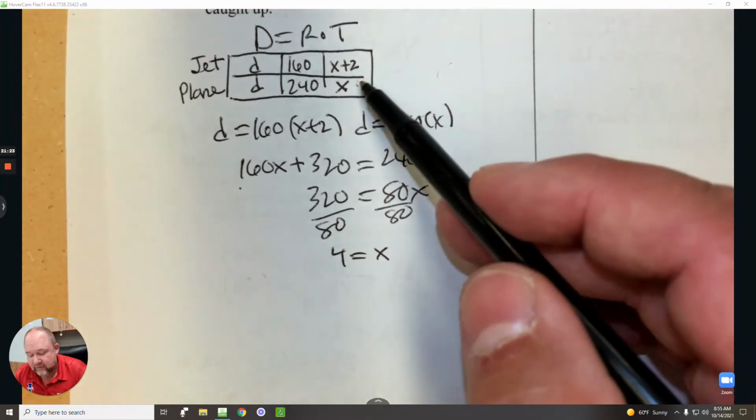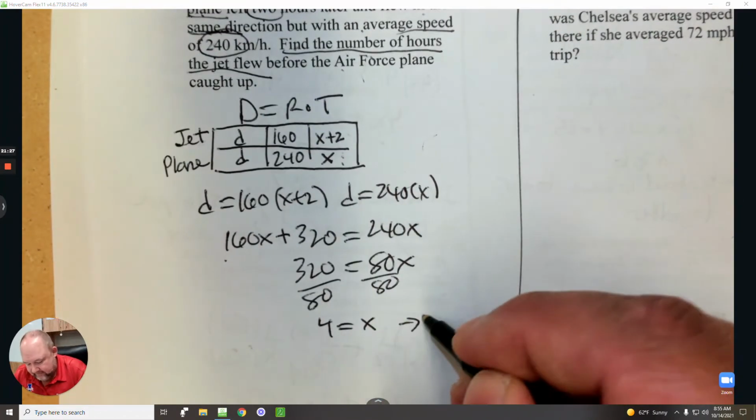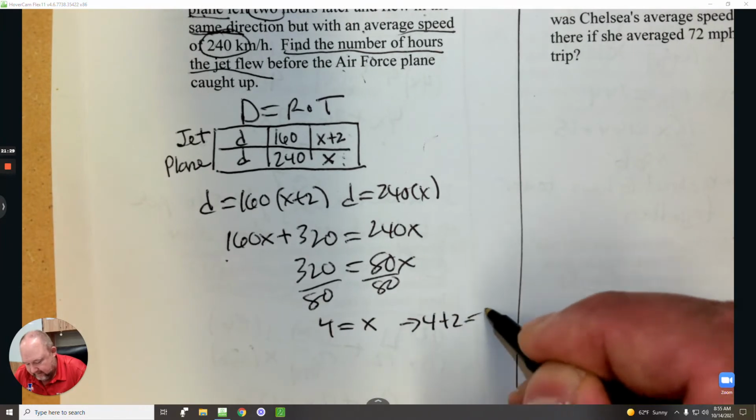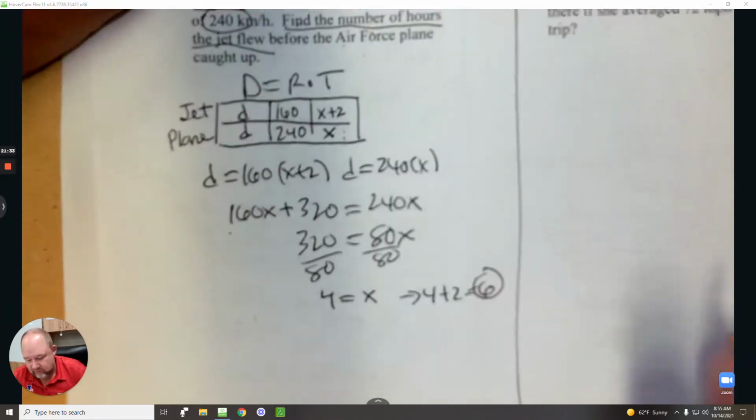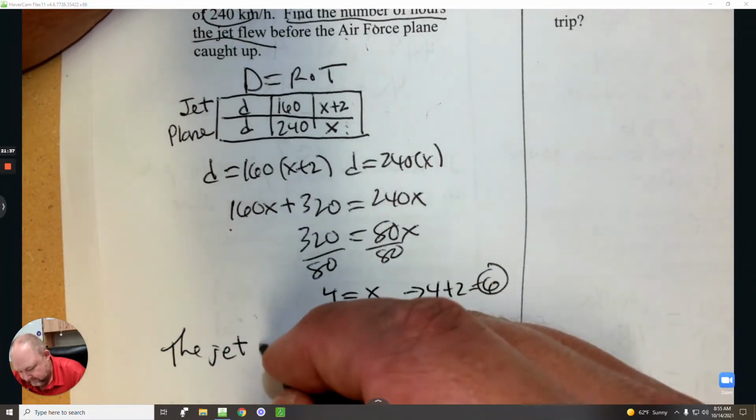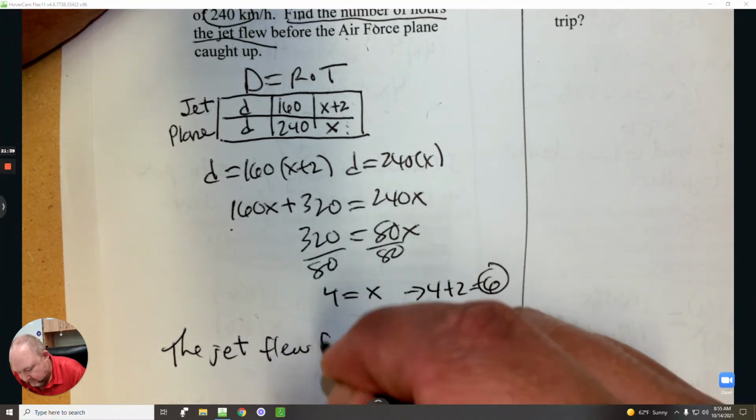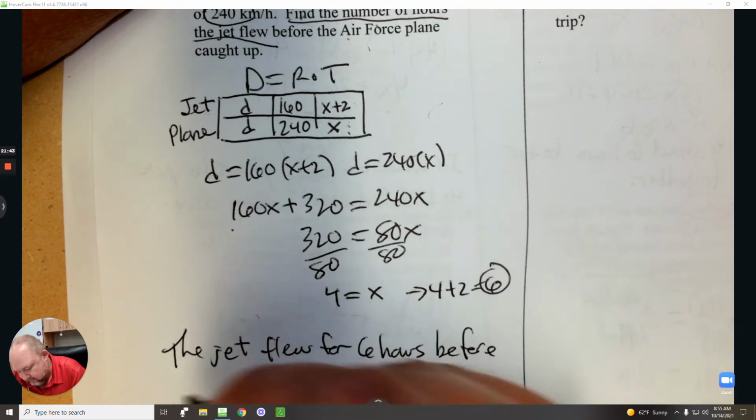Now the question didn't ask for the plane, they asked for the jet. So then I have to add 2 to that answer. So how many hours has the jet been flying? And the answer is 6 hours. So the jet flew for 6 hours before the plane caught up.